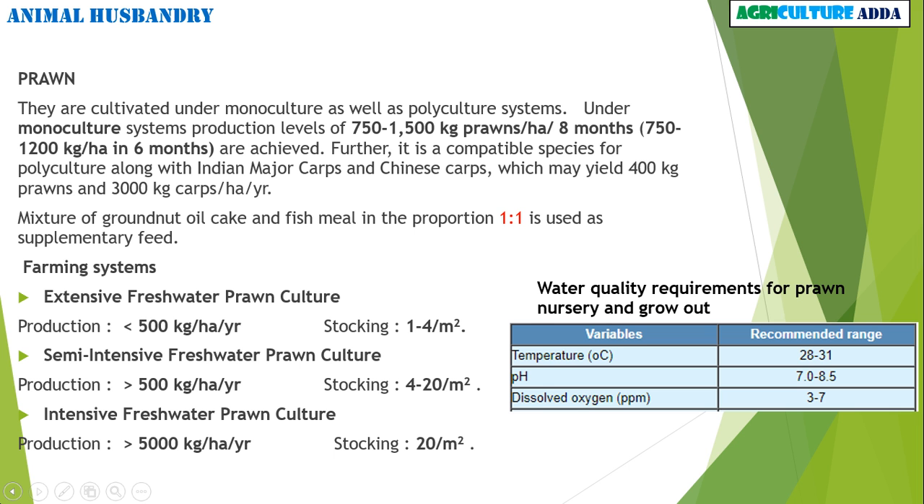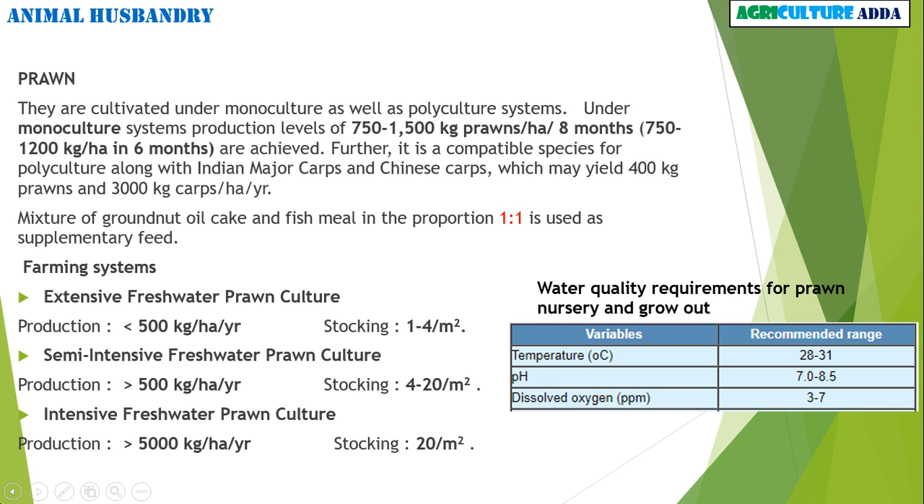Further, it is a compatible species for polyculture along with Indian major carps and Chinese carp, which may yield 400 kg prawns and 3000 kg of carps per hectare per year. And a mixture of groundnut oil cake and fish meal in the proportion 1:1 is used as supplementary feed.